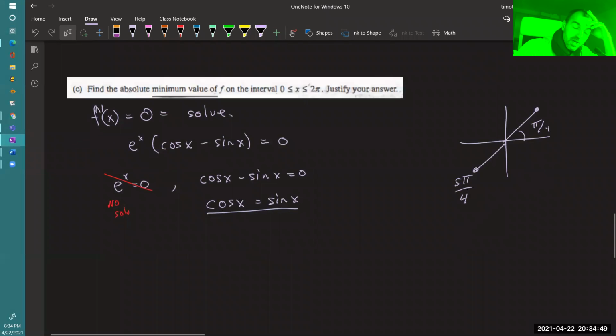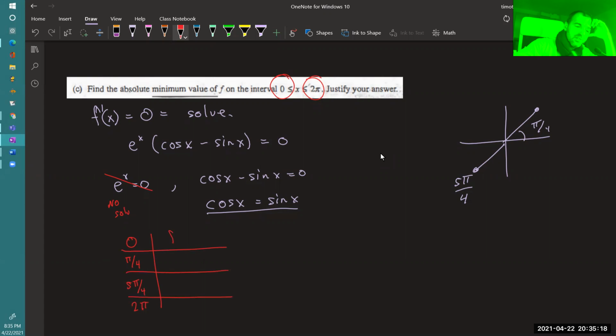Now, the question is I have to find my minimum. Well, when you find your absolute minimum, you actually also need to check out the endpoints. All right. So I'm going to write down 0, pi over 4, 5 pi over 4, and 2 pi. And I have to figure out the f. Oops. I don't want to write that there. This is my x value.